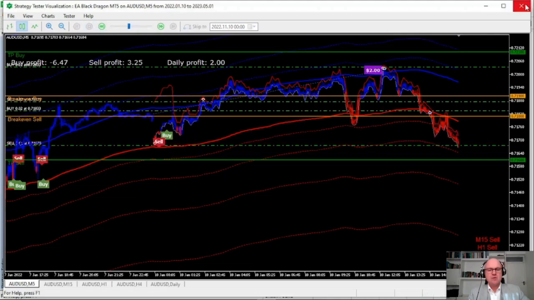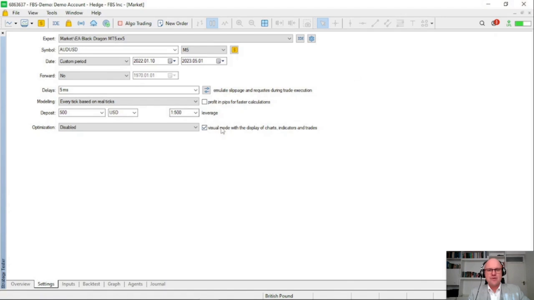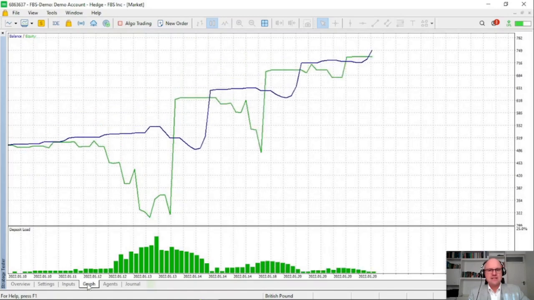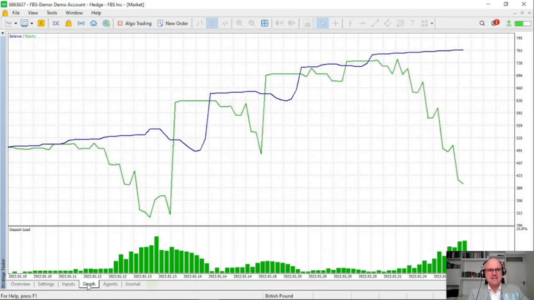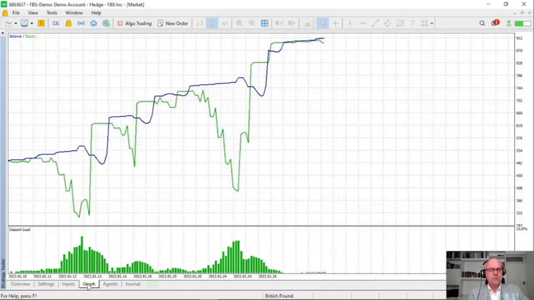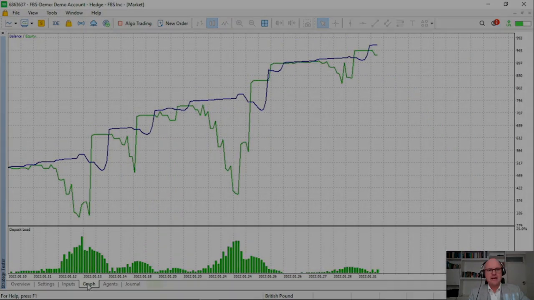So what we're going to do next is turn off the visual mode and run the default settings against the custom period that we have selected for the AUD/USD on the 5-minute time frame. The thing about these very aggressive grid style bots is, firstly, it places a lot of orders and you can potentially run the risk of blowing the account.